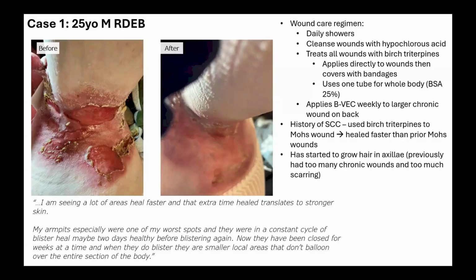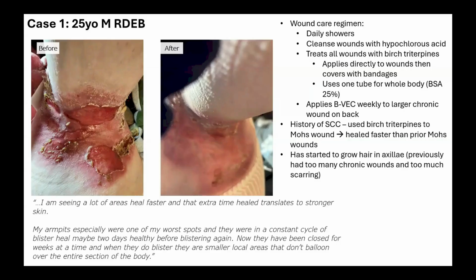He had a pretty sizable wound on his foot, and he applied the birch triterpenes to that wound. In his own mind, he was comparing how fast it healed to how fast his prior Mohs sites had healed, and this one did heal faster. I have a quote from him. He says, "I am seeing a lot of areas heal faster, and that extra time healed translates to stronger skin.